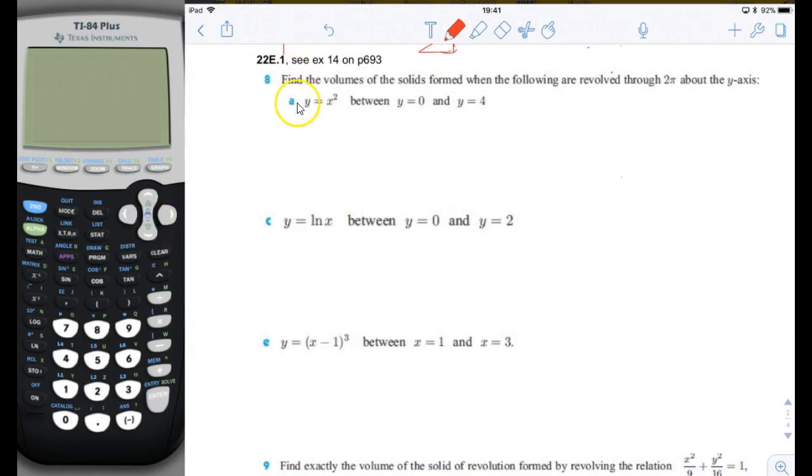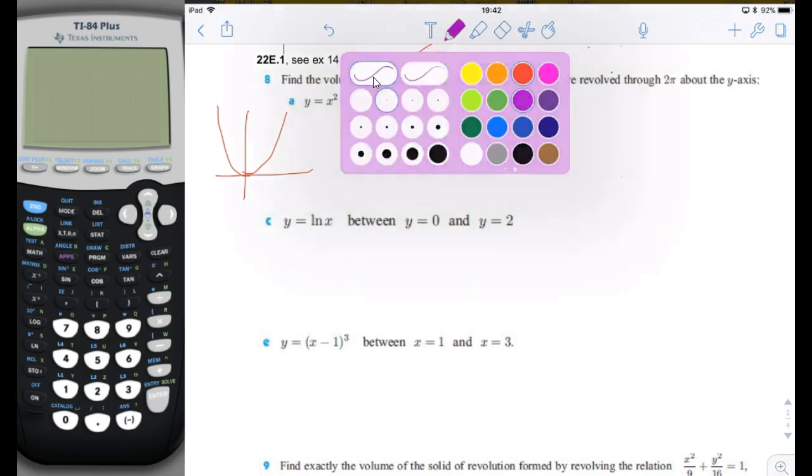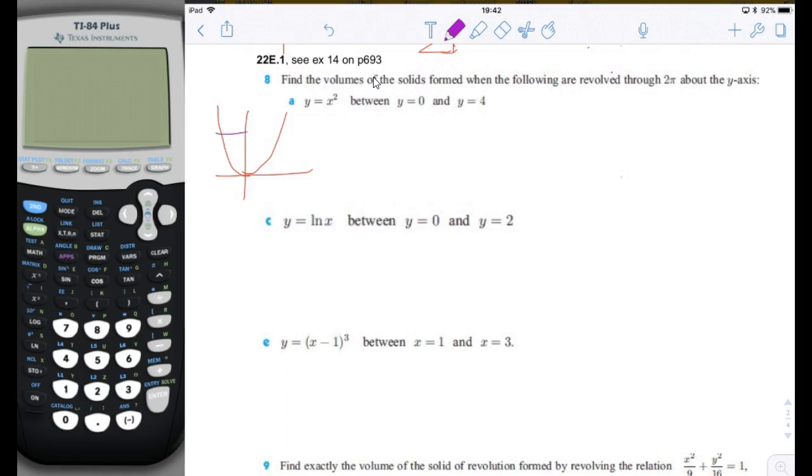Let's move on to 22E.1. Find the volumes of the solids formed when the following are revolved through 2 pi about the y-axis. y equals x squared between y equals 0 and y equals 4. Okay, so if I wanted to draw that, y equals x squared is a parabola. And if I wanted to draw y equals 0 and y equals 4, those are horizontal lines.